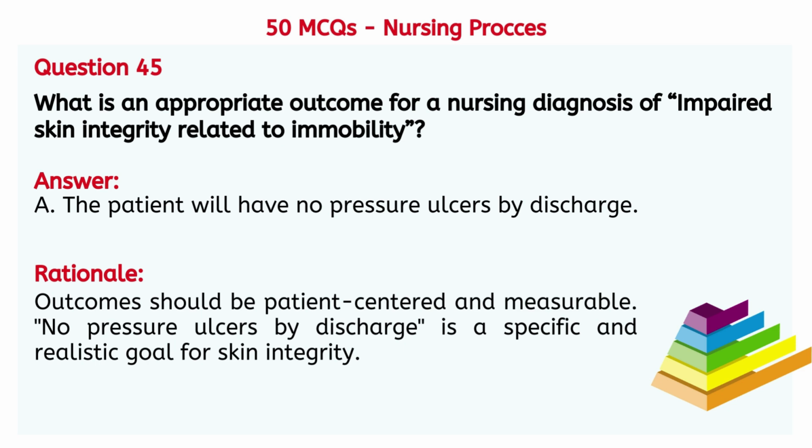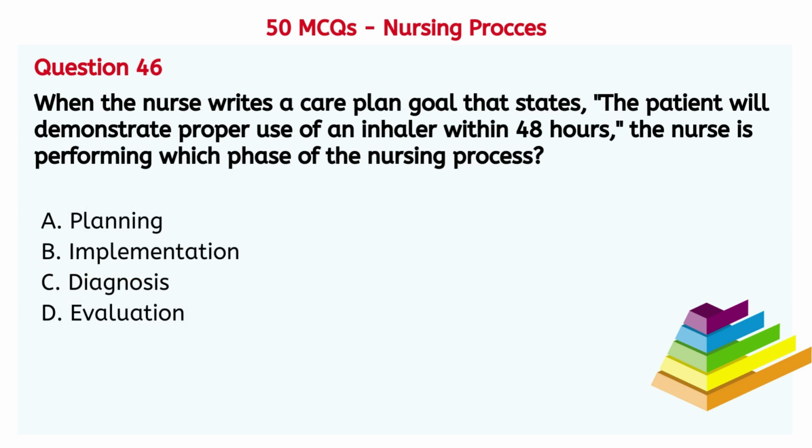Question 46. When the nurse writes a care plan goal that states, the patient will demonstrate proper use of an inhaler within 48 hours, the nurse is performing which phase of the nursing process? The options are A. Planning, B. Implementation, C. Diagnosis, D. Evaluation.